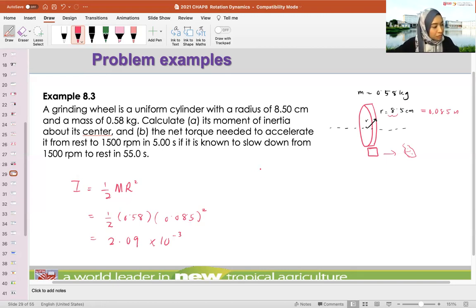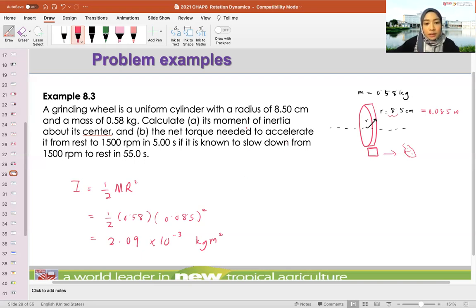So 2.09 times 10 to the minus 3, this is kilogram meter squared. So I'm just pointing out the difference between physicist dengan engineering lah. Whichever you like, you can go for it. If you want to do medicine, you can go for medicine. Pharmacist pun boleh, vet pun boleh, apa yang makes you passionate.